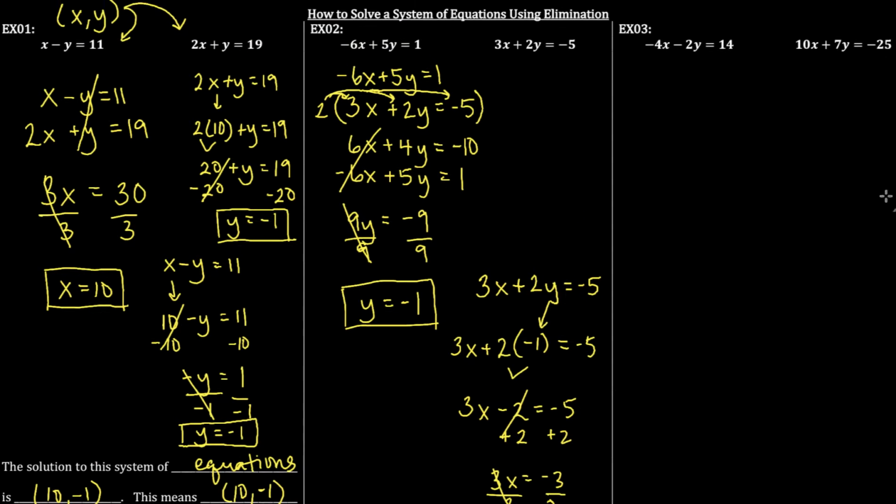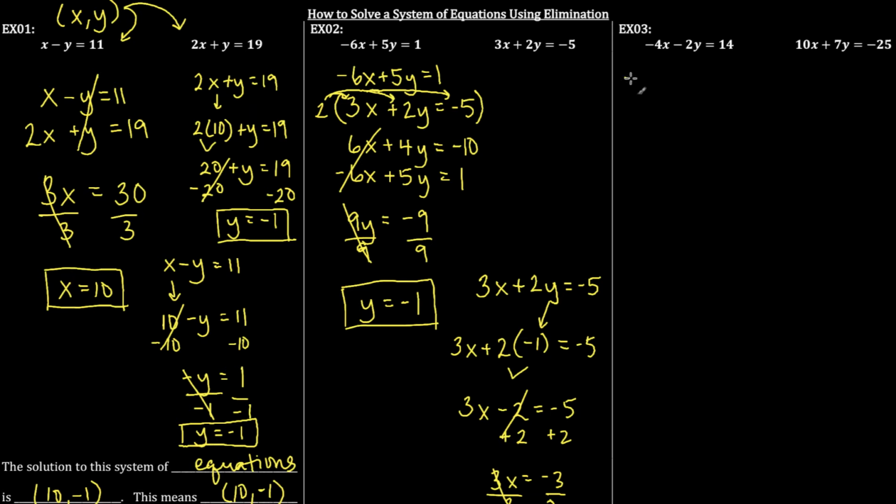Remember that as soon as I figured out that y was negative 1, I had the choice of substituting in negative 1 for y in this equation or this equation. I just chose this one because I liked that it said plus and this one wasn't a negative. But you could have put it in here and you would have gotten the same answer, which is x is negative 1.